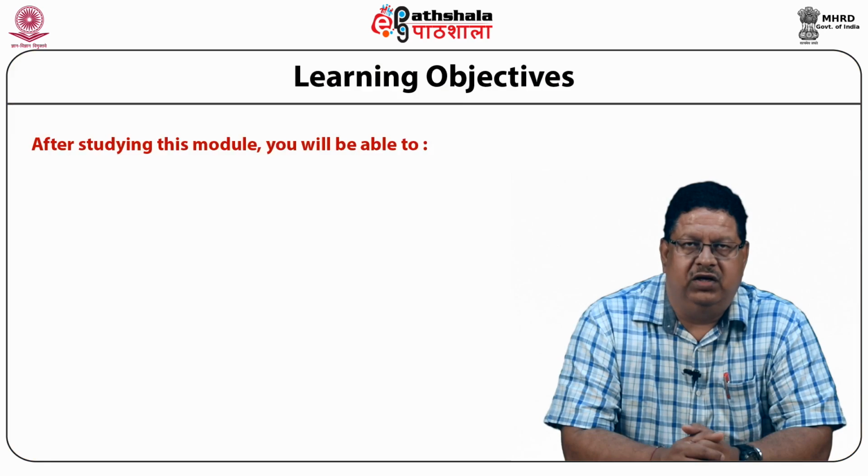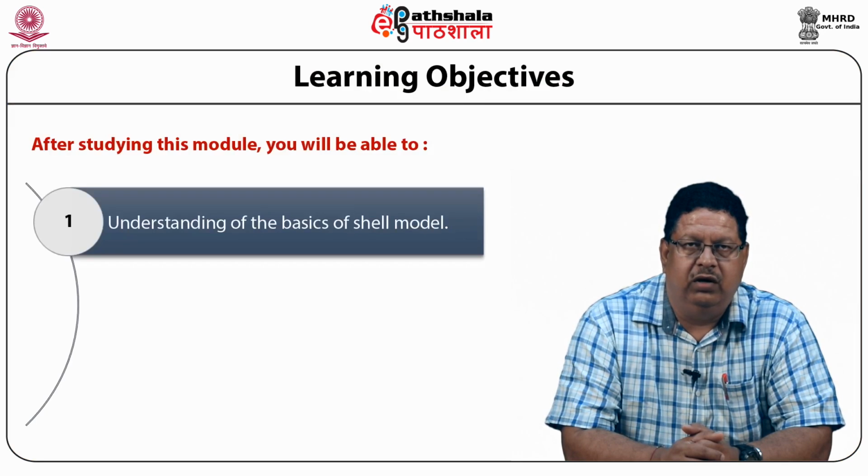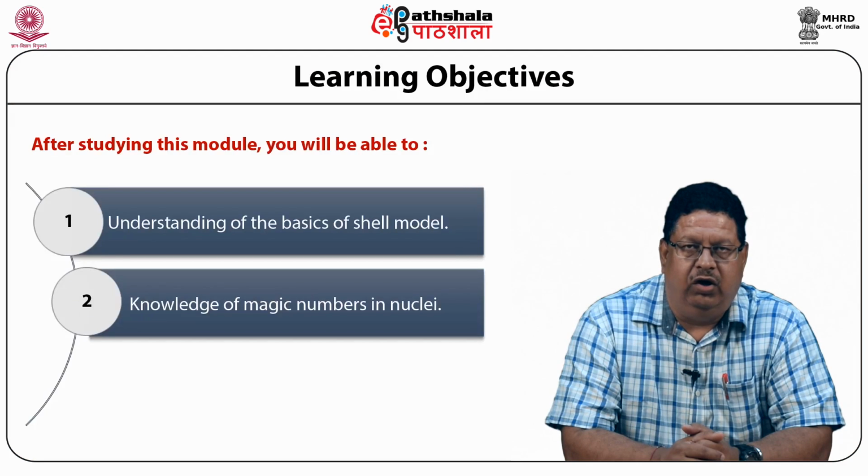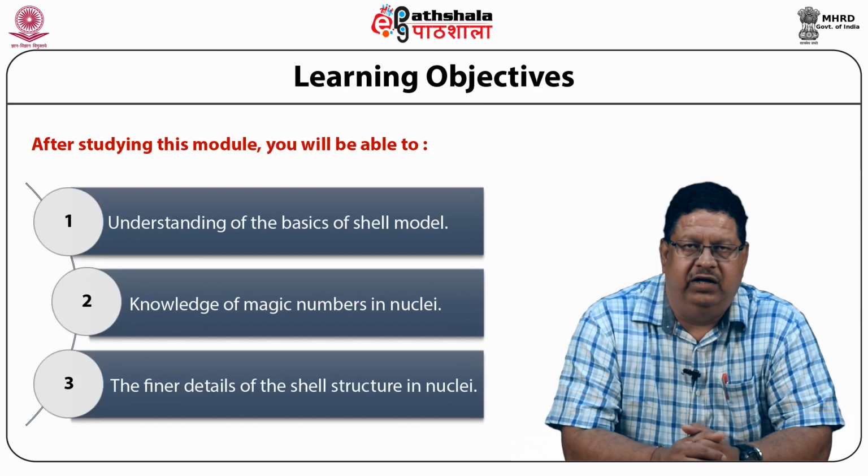Today we are going to discuss the module Nuclear Model Part 6 from the paper Nuclear and Particle Physics. After studying this module, you will be able to understand: number 1, the basics of the shell model; number 2, knowledge of magic numbers in nuclei; number 3, finer details of the shell structure in nuclei.